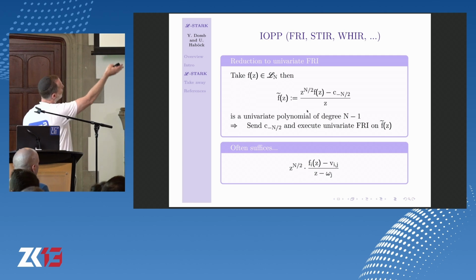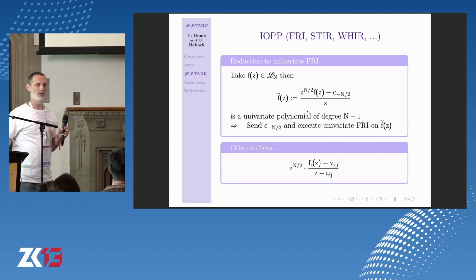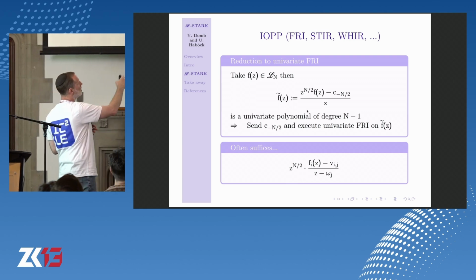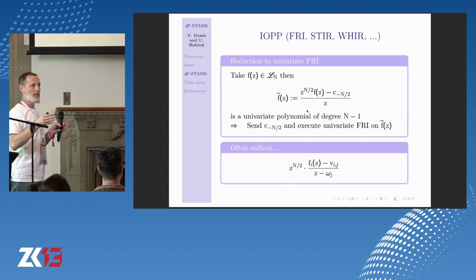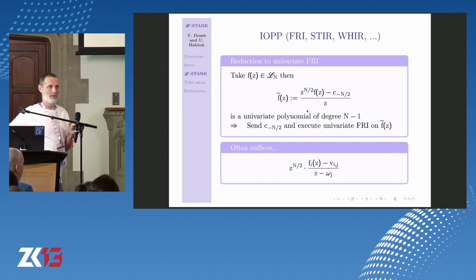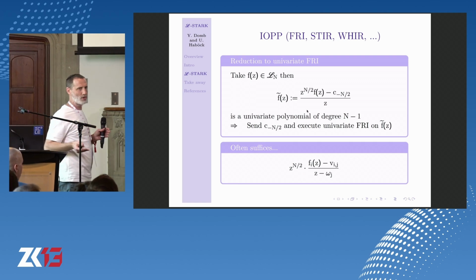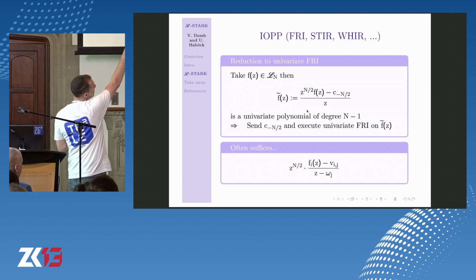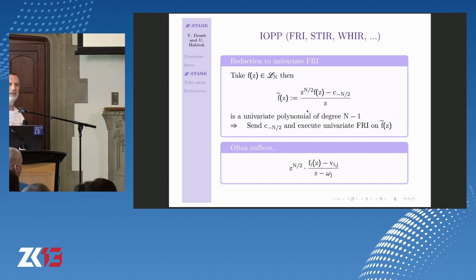FRI, STIR, WHIR. It really depends on how many coefficients we have. If we're doing quotients, then all we need to do is just shift the polynomial by n/2. So now we have a usual univariate polynomial, and that's the reduction. Now we can do the usual FRI. If we have n plus 1 coefficients, then we do this trick where we shift it and then get rid of the constant coefficient.